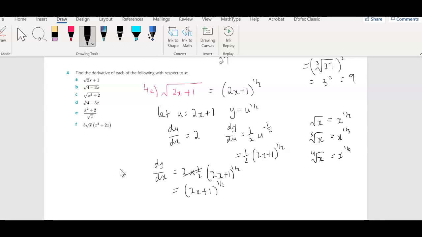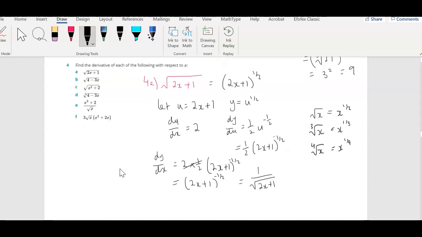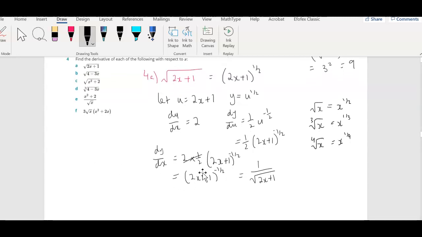All right, and I just realized I forgot to put the negative in here, which meant I forgot this one here and here. So we do need to just fix that up. So that's going to be 1 over. And it doesn't matter if you leave it to the power of a half. Now, I would say it's tidier to leave it as a square root: 1 over the square root of 2x + 1.